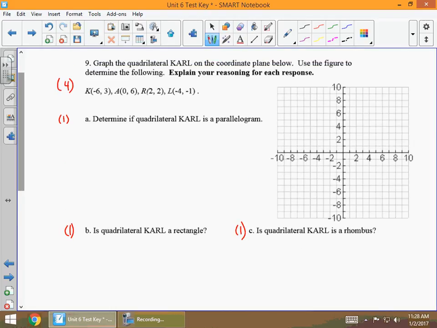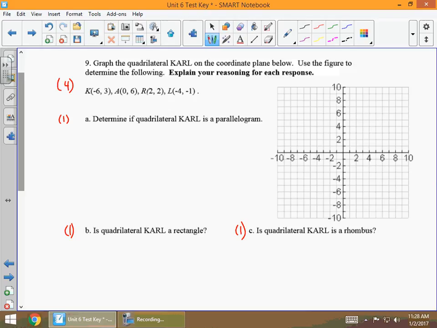So on this one, as I take a look at this, the big thing that we look at is everything has to be based off these first 4 points. So the first thing I'm going to do is find the slopes and distances for each one of the 4 segments. So let me first start by graphing this quadrilateral.